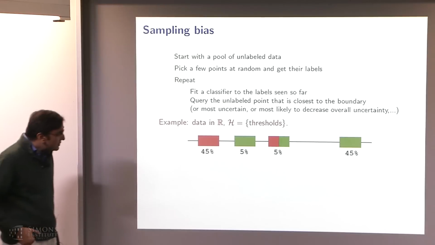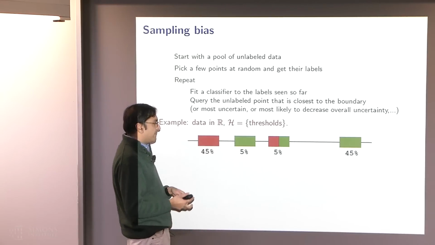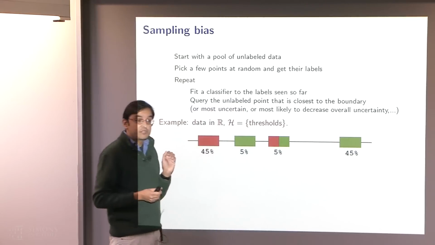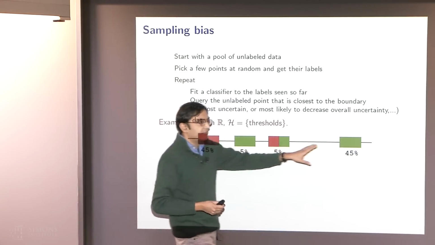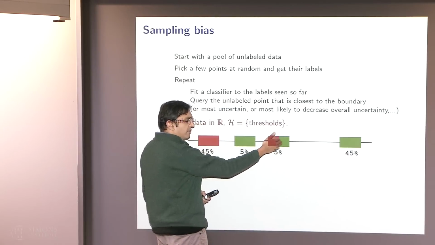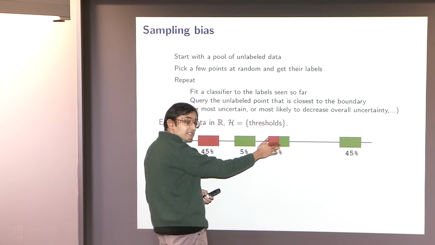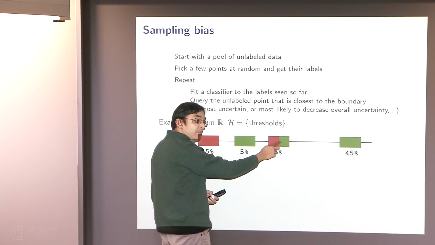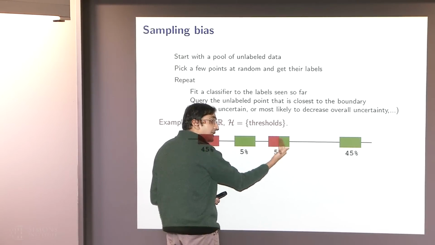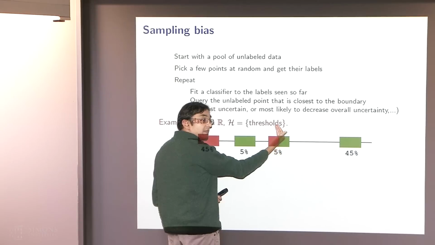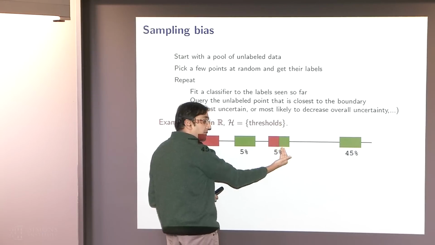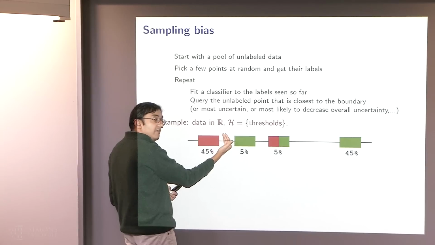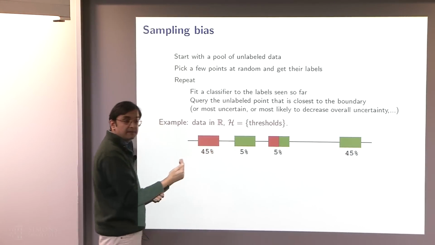So let's see what happens. You pick a few points at random. They'll probably be from these extremal clusters, since that's where most of the data lies. So you get a few reds, a few greens. And so your initial boundary will be somewhere in the middle over here. Now, based on that, the points you're going to query are going to be points from the middle. All the points that you see will reinforce your belief that this is the boundary you're looking for. And so this is the boundary you're going to converge to. But it's a boundary that has 5% error. Whereas if you put the boundary over here, you would just have 2.5% error.